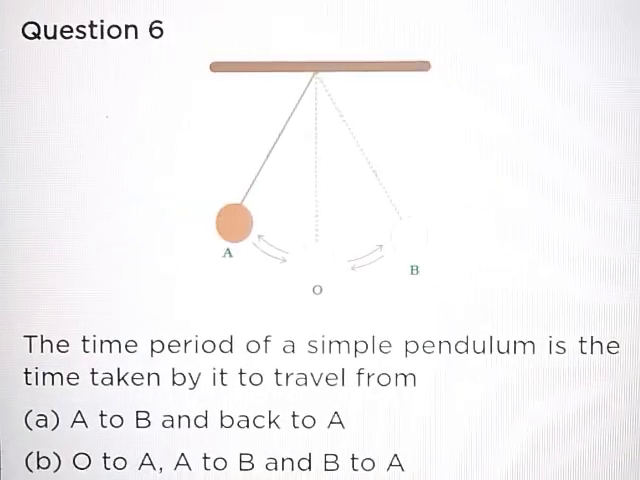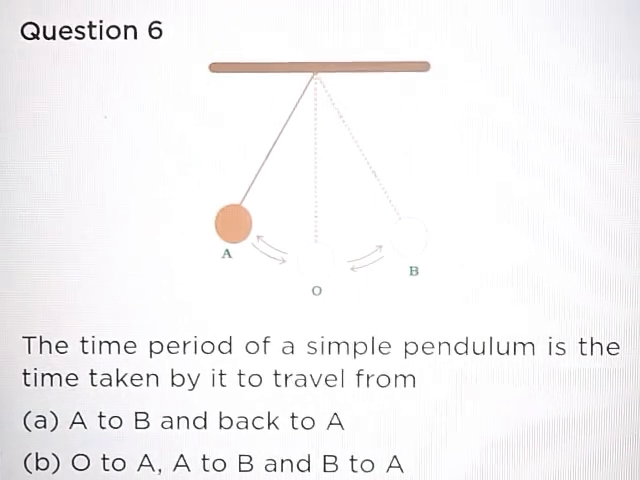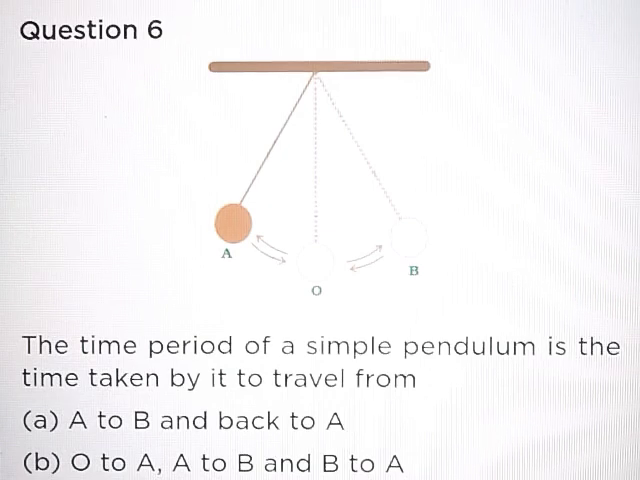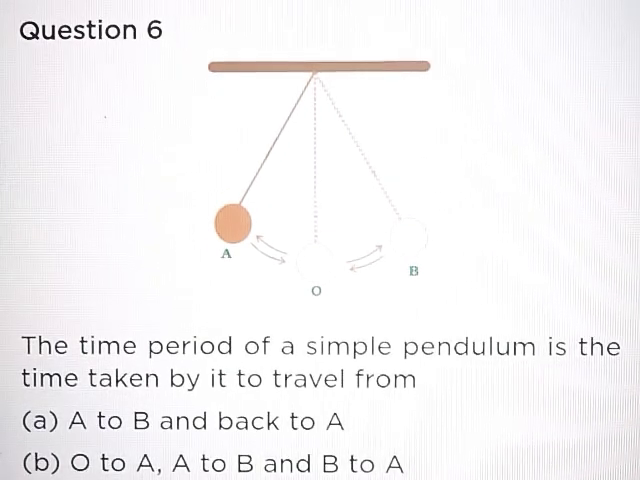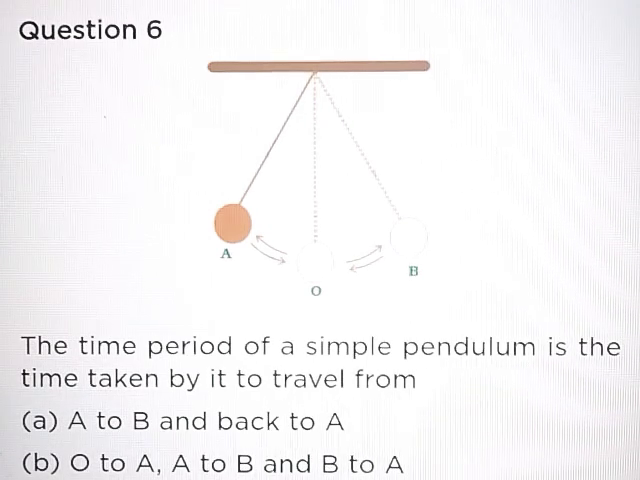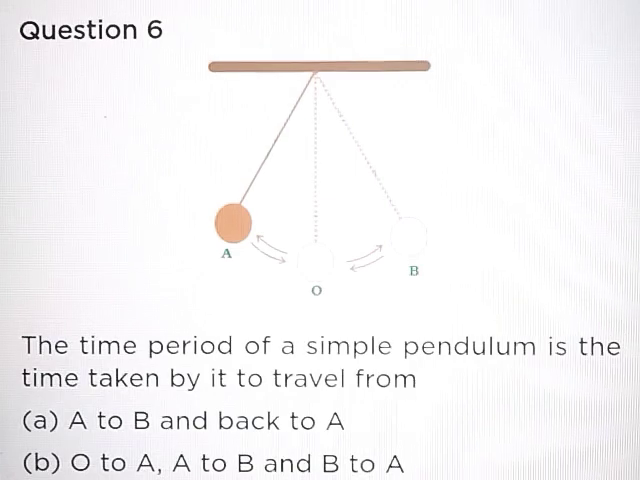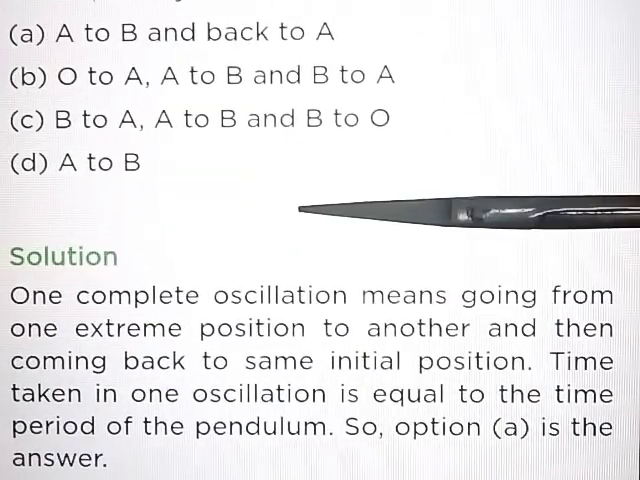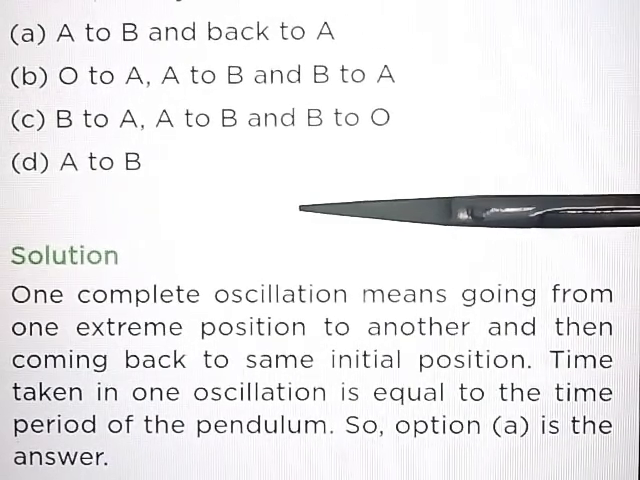Question number 6. The time period of a simple pendulum is the time taken by it to travel from part A, A to B and back to A, part B, O to A to B and B to A. Part C, B to A to B and B to O. Part D, A to B.